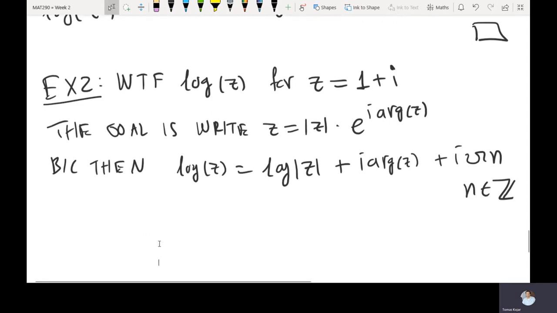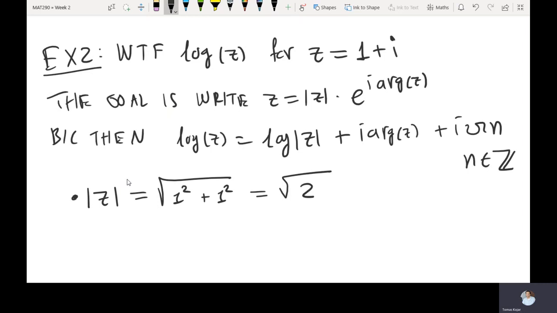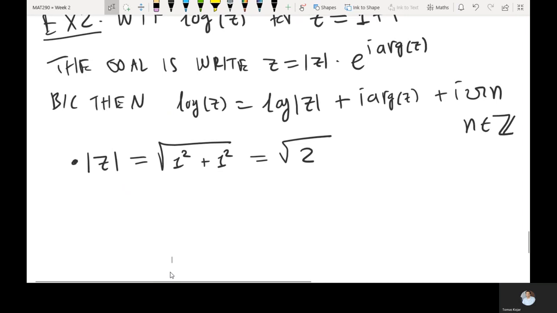Okay, so let's achieve our goal. Let me do it the slow way. So you can find that the modulus of z is the following. You can get that this is equal to what? Real part, so 1 squared, plus imaginary part, 1 squared, so square root 2.